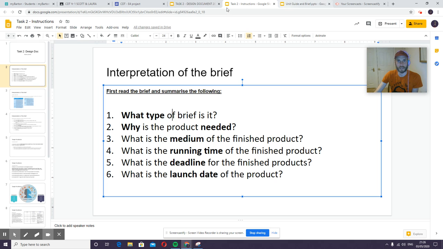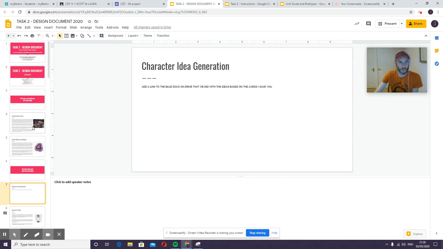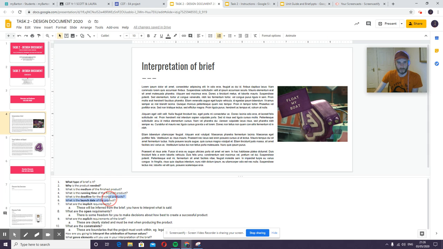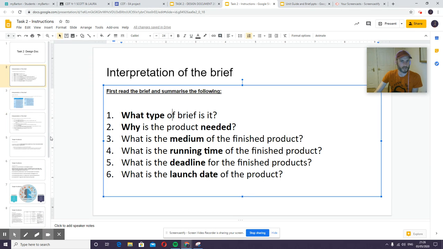Okay, in this slide, in your interpretation of the brief, I've given you some placeholder text to give you an idea of the quantity and the format. Okay, so this is not one-word answers. I've also copied and pasted these prompts into the slide notes here. So what type of brief it is, why is it needed, what's the medium, etc. These ones you can find clearly stated within the brief. Okay, you've just got to summarize what they are before moving on to the next part.